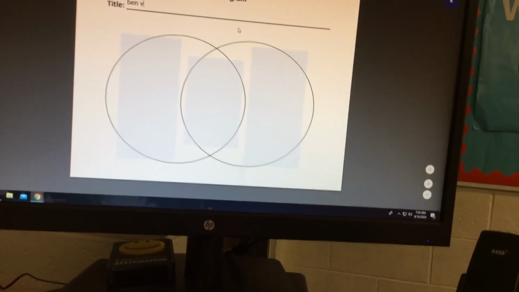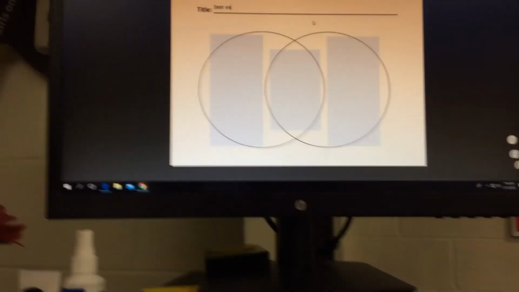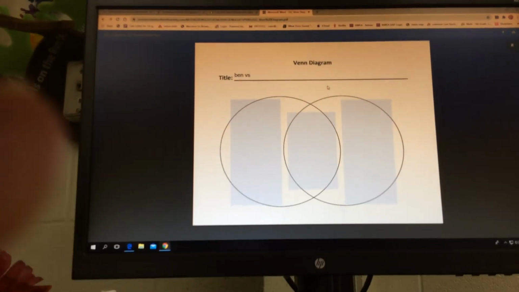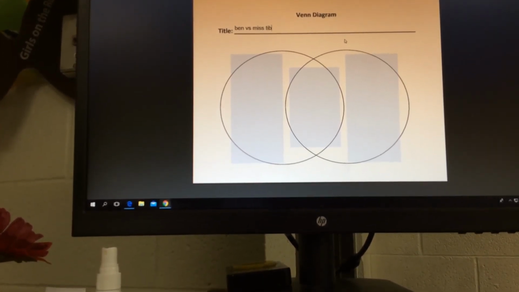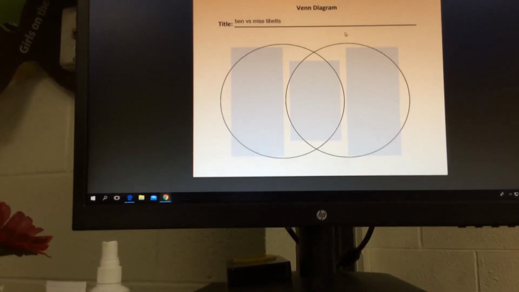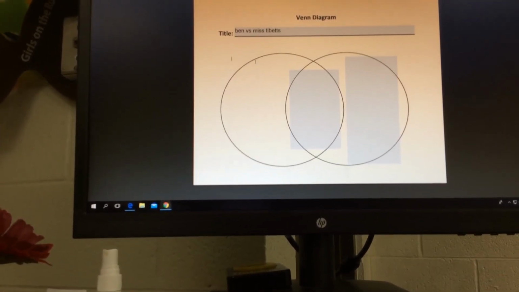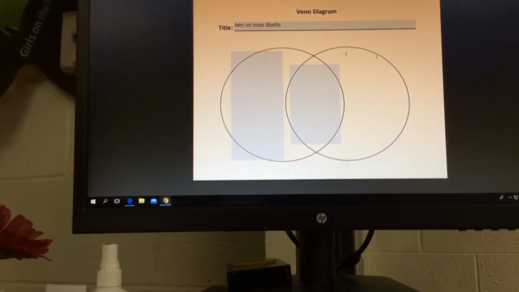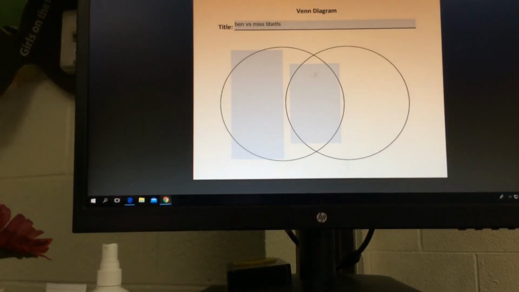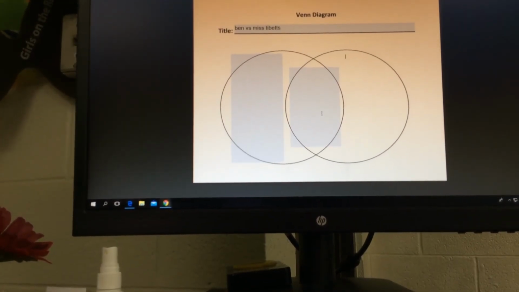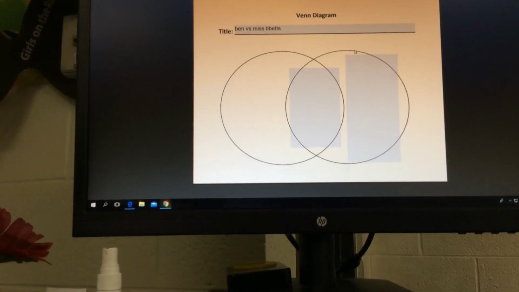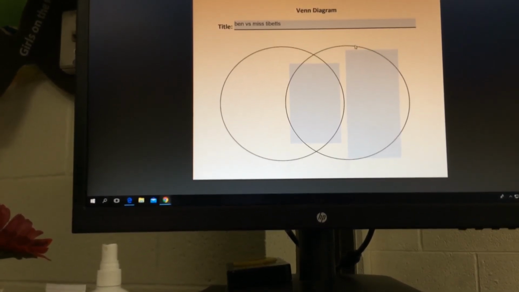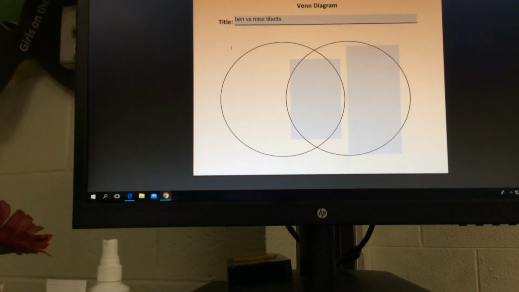Ben versus Miss Tibbets, maybe. Something like this. So one side will be Ben. One side will be Miss Tibbets. Then these things in the middle are what they're similar about. The outside edges are what they're different about. You can do that right on your screen. This gives you a deeper understanding of what you are doing.